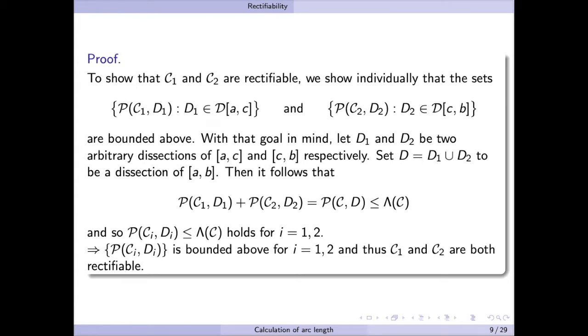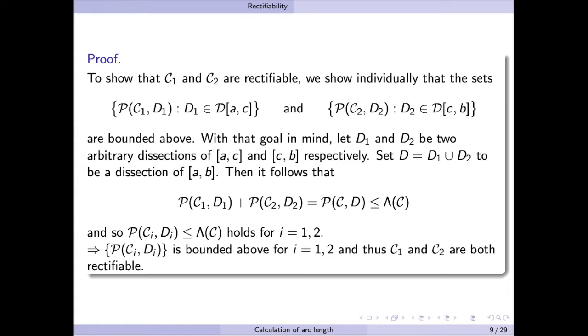It then follows that P of C1 D1 plus P of C2 D2 equals P of C D. This is very straightforward. And furthermore, since lambda of C is the supremum of the set P of C D, we have that P of C D is less than or equal to lambda of C. Now, we also note that P of C1 D1 and P of C2 D2 are both non-negative quantities. So hence it follows that P of Ci Di is less than or equal to lambda of C for both i equal to 1 and 2.